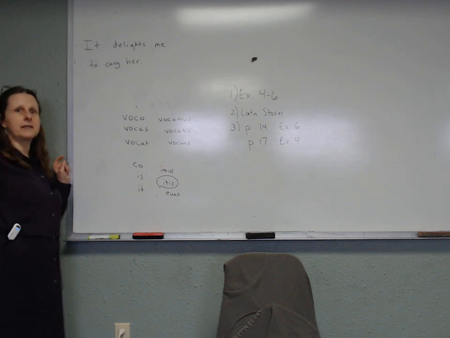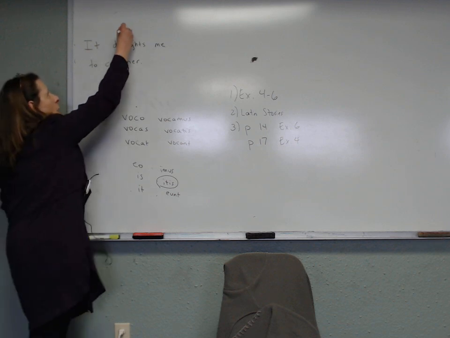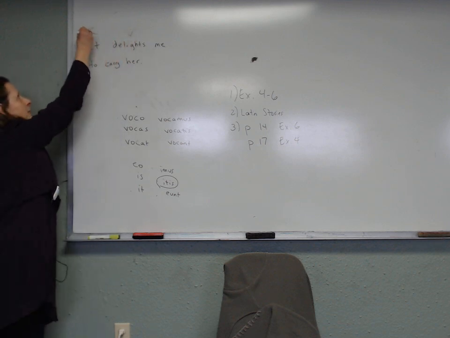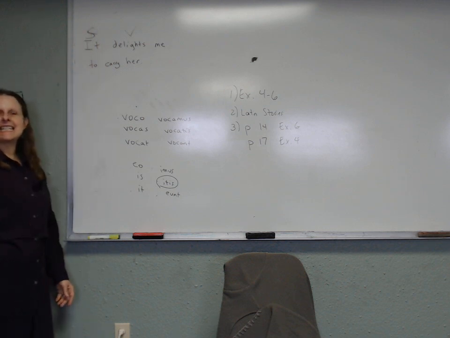What delights? Is it what delights or what gets delighted? What is doing the delighting? Me, or you might say it's it. What's the verb? The verb is delight. What delights? What delights it? It. Subject. It delights.